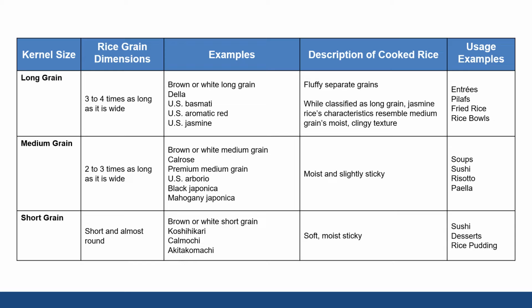Lastly, short grain rice has kernels that are short and almost round. Due to its starch content, cooked short grain rice is soft, moist, and sticky. These grains are perfect for most Asian dishes, sushi, puddings, desserts, and any other sweet rice dishes. Examples of short grain varieties include koshikari, kalmochi, and anything labeled sushi rice, and most rices labeled as sweet, sticky, or glutinous rice. And just a reminder, glutinous rice has nothing to do with gluten, as all rice is gluten-free.